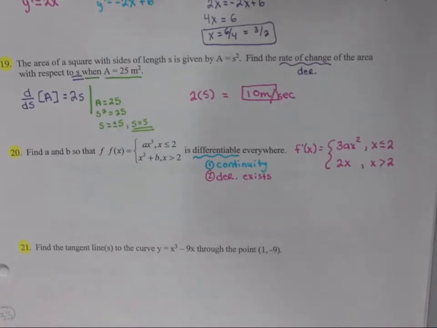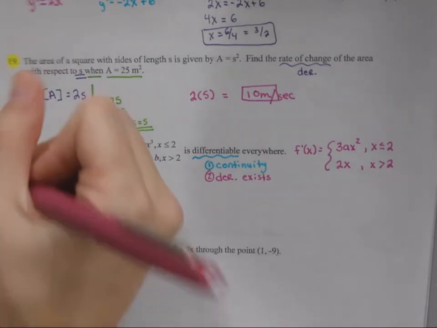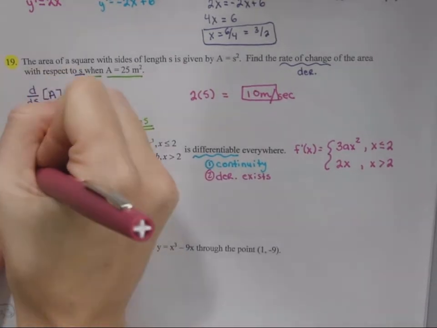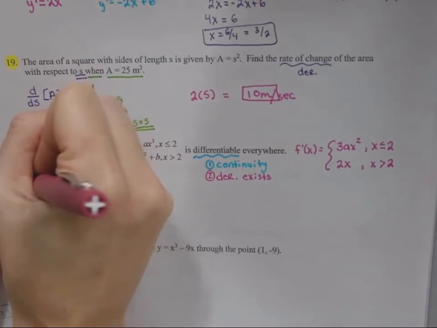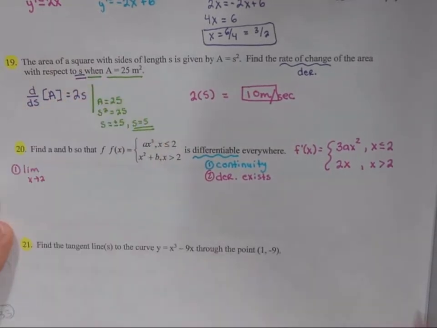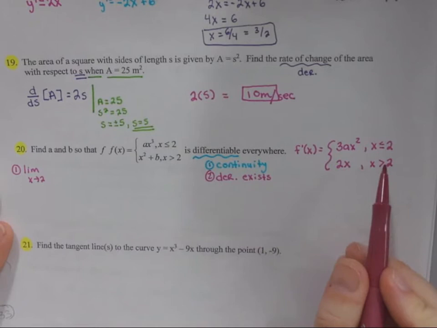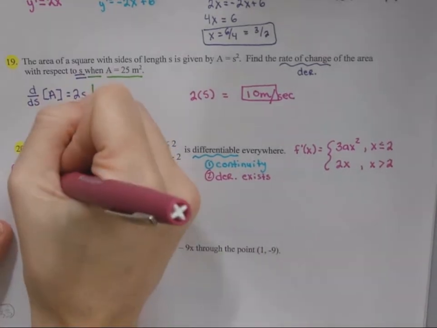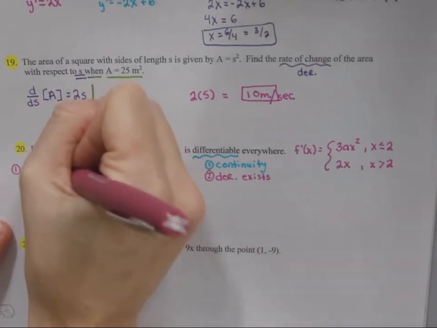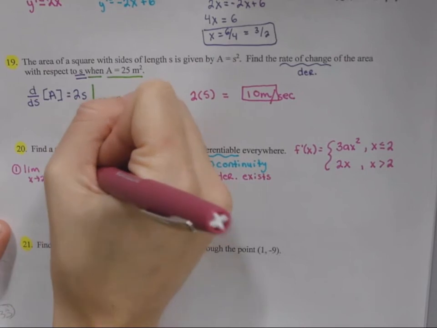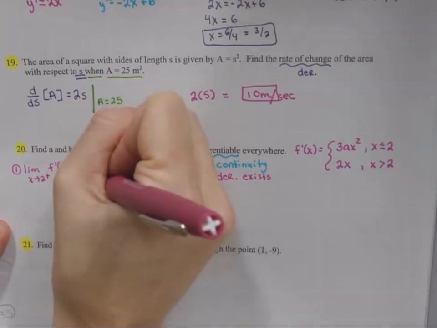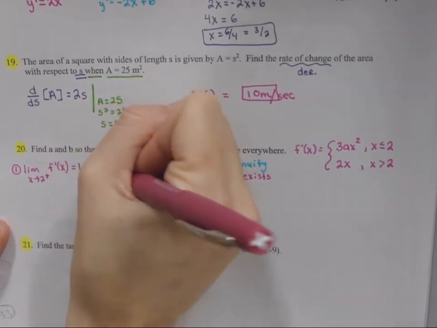So the first thing that I'm going to do here is look at the limits of the derivatives. So we're going to write that the limit as x approaches 2 from the right of f prime of x must equal the limit as x approaches 2 from the left of f prime of x, and I'm using 2 because 2 is that split point where we have potential issues.